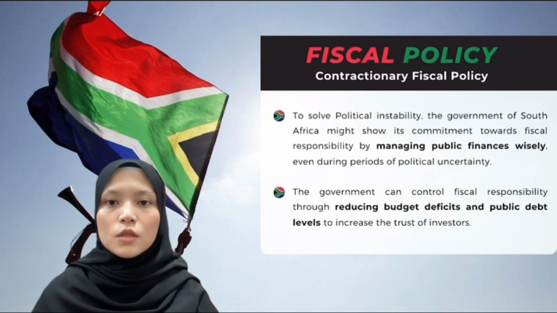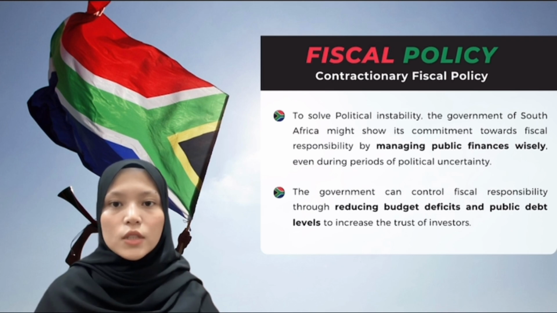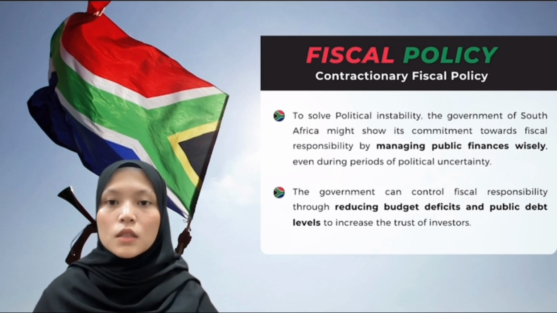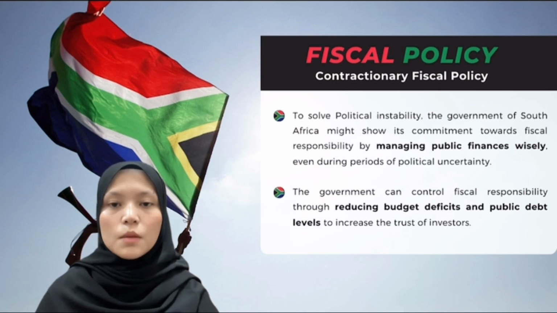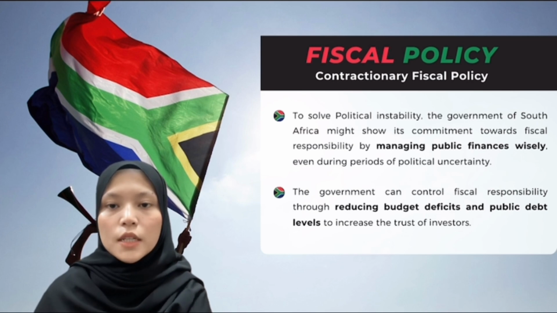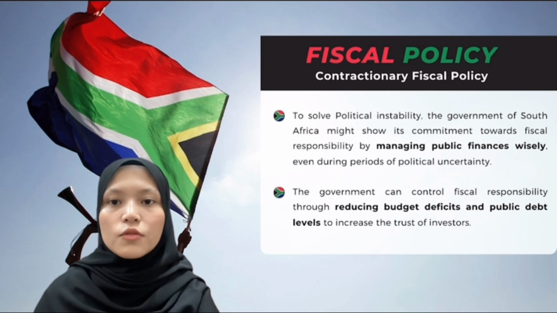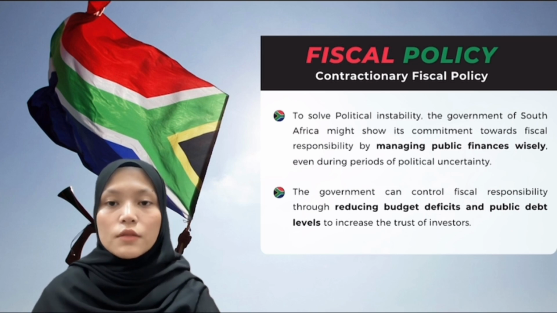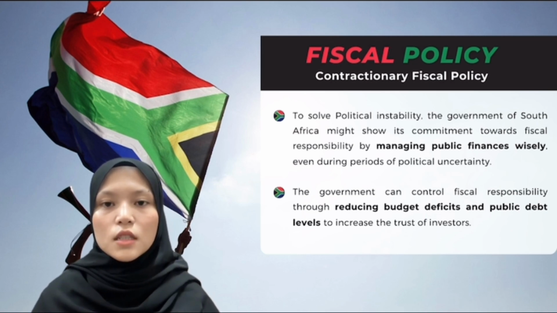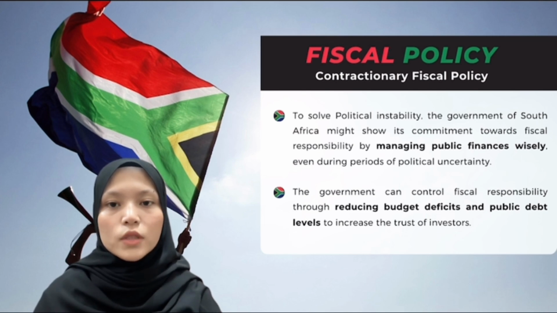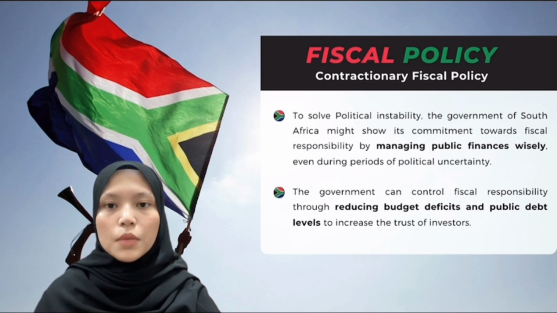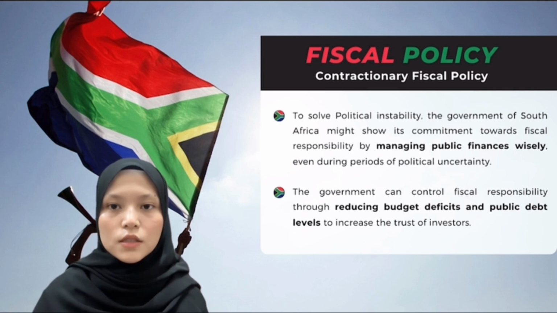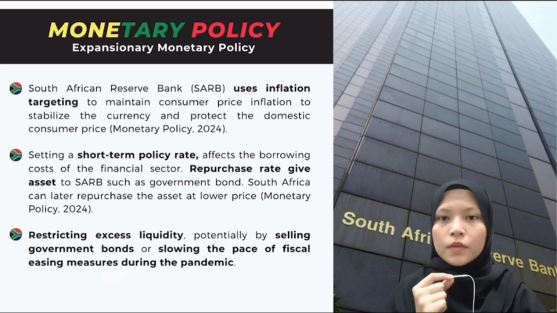Contractionary fiscal policy can be used to solve political instability. The government of South Africa might show its commitment towards fiscal responsibility by managing public finances wisely, even during periods of political uncertainty. The government can also control fiscal responsibility through reducing budget deficits and public debt levels to increase the trust of investors. Next, monetary policy.